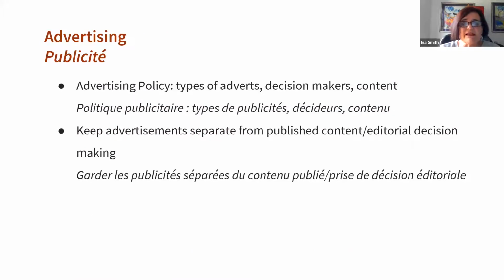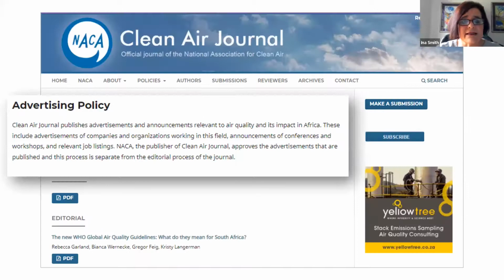Advertising, also have an advertising policy, or tell your users, do you allow advertising or don't you allow advertising? If you allow advertising, indicate what types of adverts you allow, who takes the decision on who allows certain adverts, and what content the adverts must have when allowed. And also keep the advertisements separate from published content or the editorial decision making. And you will see how it was done in this example.